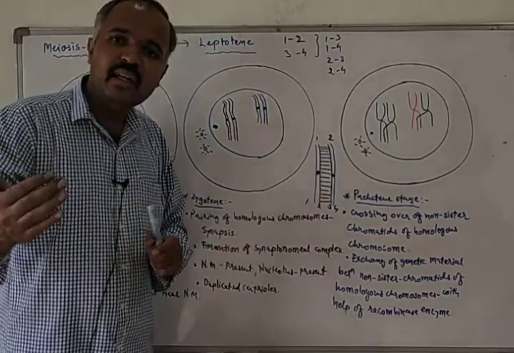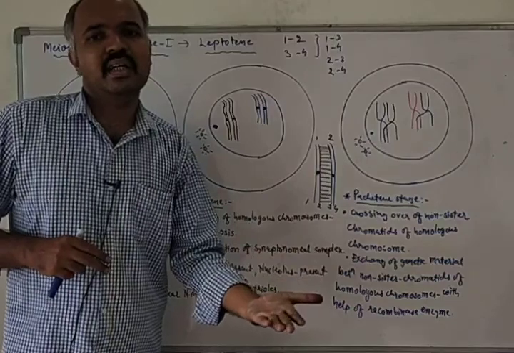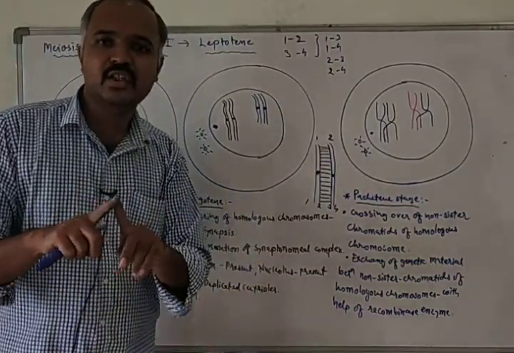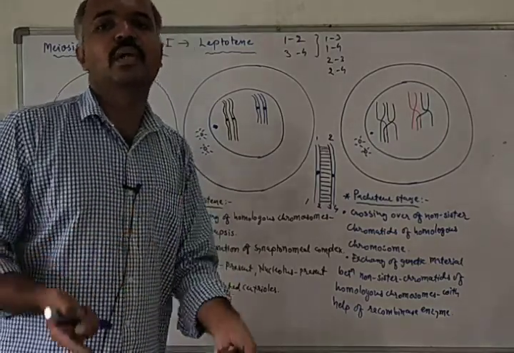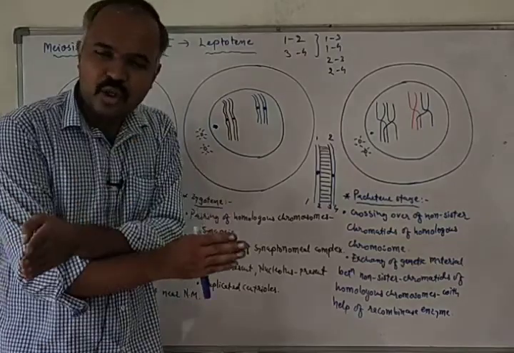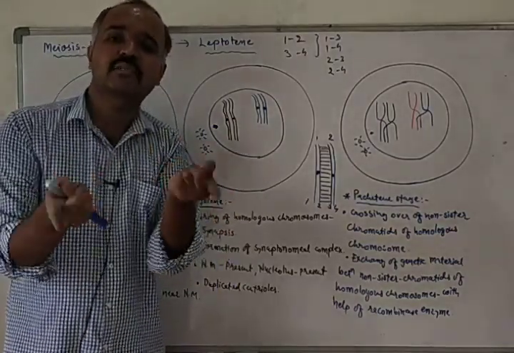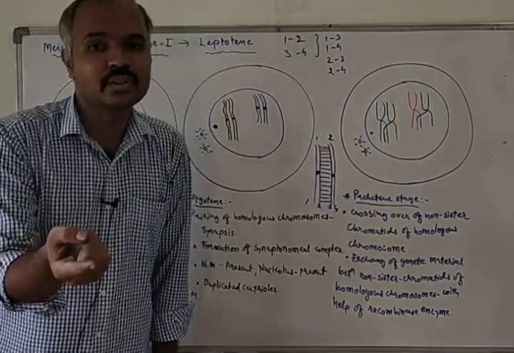Blue colored chromatid will give its part to the black colored chromatid, and the black colored chromatid will give its part to the blue colored chromatid. In this manner, there will be exchange of the genetic material between the non-sister chromatids of the homologous chromosome. After crossing over, there will be exchange of the genetic material between the non-sister chromatids of the homologous chromosome.